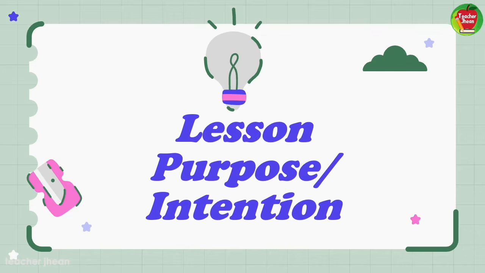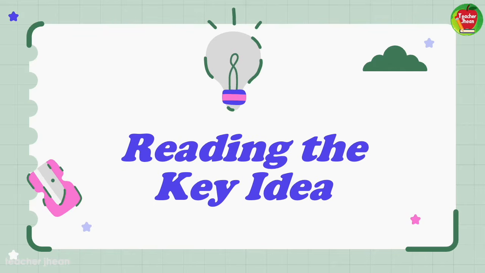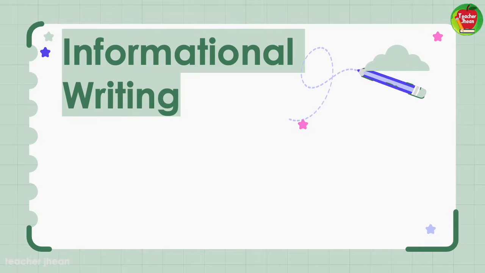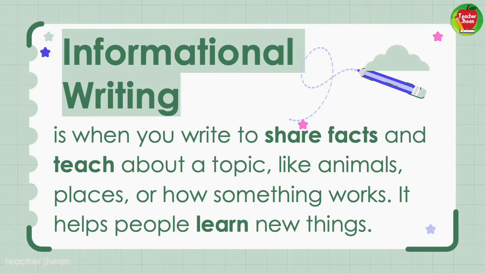In this lesson, the learner should be able to write your own informational text and emphasize that informational text provides facts and information about a specific topic. What is informational writing? Informational writing is when you write to share facts and teach about a topic like animals, places, or how something works. It helps people learn new things.